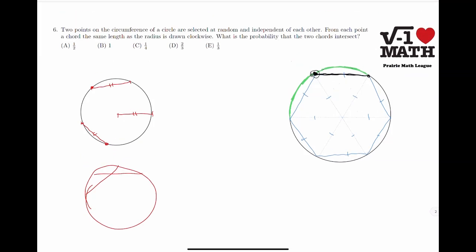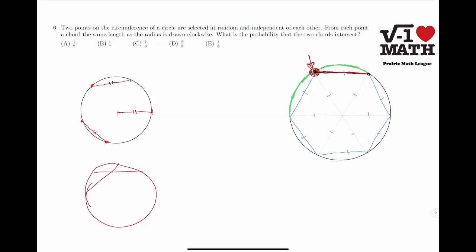For this problem, we're going to fix one of the chords here for simplicity. We can easily achieve this by just arbitrarily choosing one of the chords and rotating it until the point happens to be here, so that the chord is horizontal and at the top. Then we can actually draw a giant hexagon.